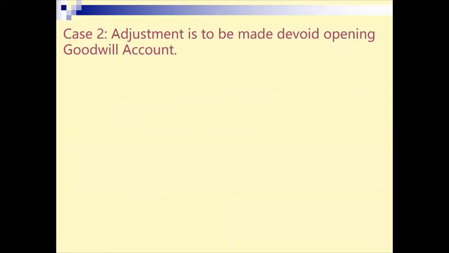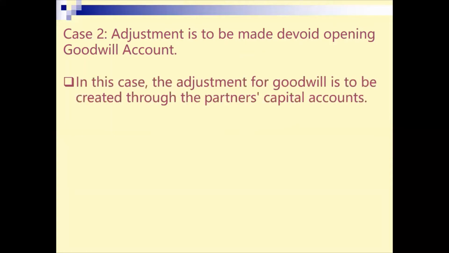The second scenario is where adjustments are to be made devoid of opening a goodwill account, meaning there is no opening of a goodwill account. In this second case, the adjustments for goodwill are to be created through the partner's capital account directly without having to create a goodwill account.